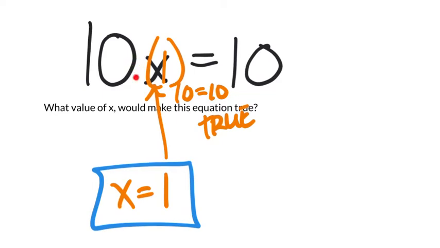If it doesn't show the operation between values, then you have to know that's multiplication. Multiplication is the only operation that does not always have to be shown. But addition, subtraction, and division always have to be shown in some way.